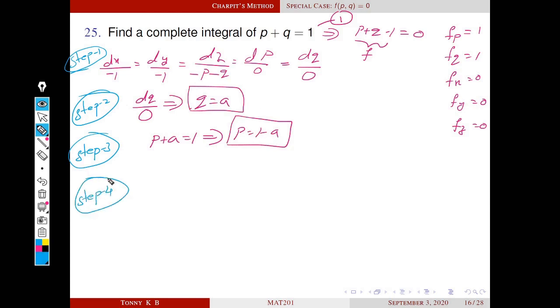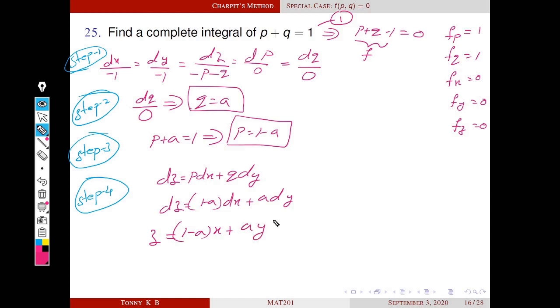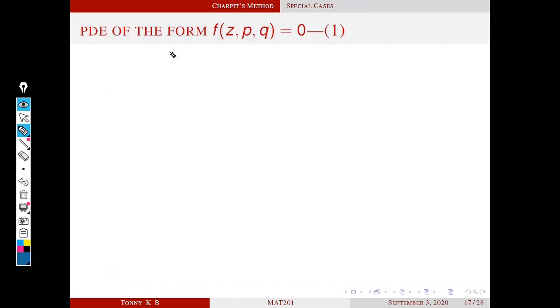Step 4. Substitute p equal to 1 minus a and q equal to a in this total derivative. Then we get this. Next we integrate on both sides. So the left side becomes z. The right side is (1 minus a)x plus ay plus b. So this is a complete integral of this PDE because this solution involves two arbitrary constants a and b. Yes, this is the final answer.